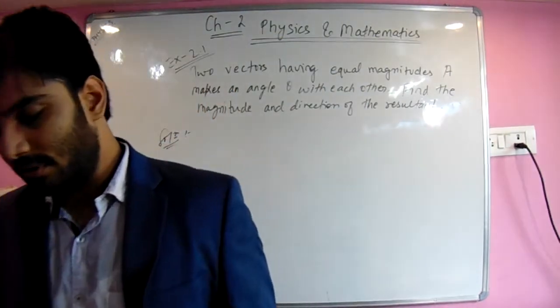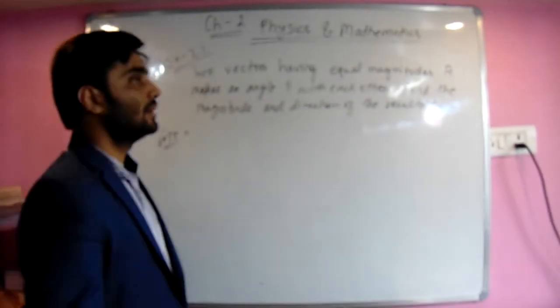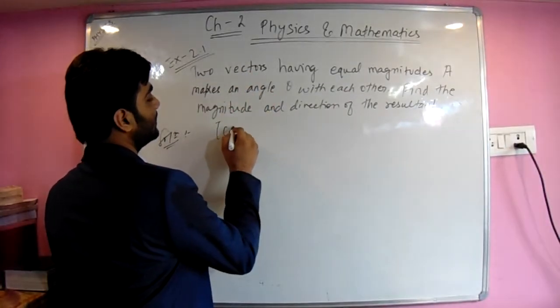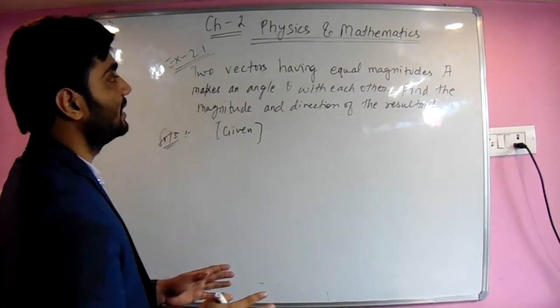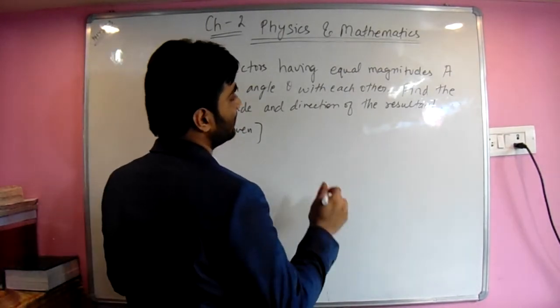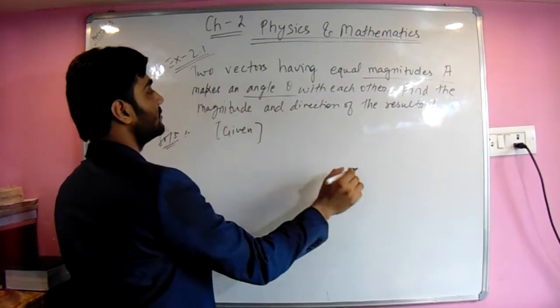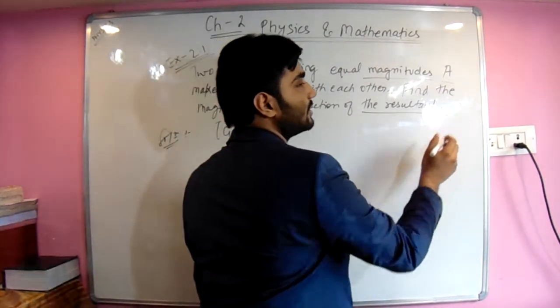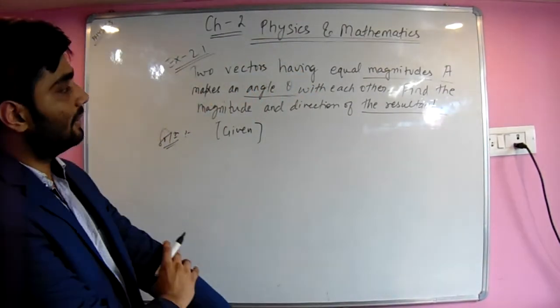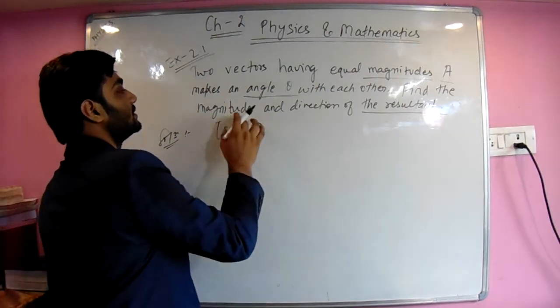I give you some time, solve it. Okay. What do we do first in this question? It is given that two vectors have equal magnitudes and make an angle theta with each other, with magnitude A. Finding the magnitude means we have to find the resultant, both magnitude and direction.